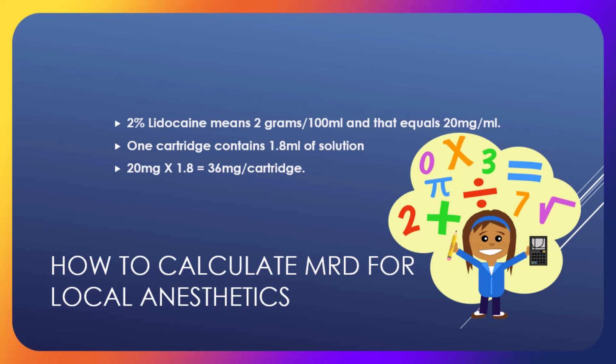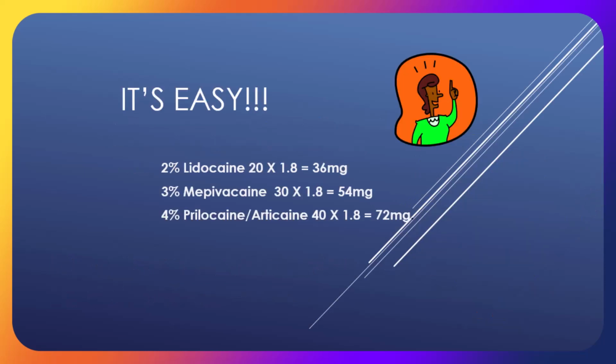If we've got 2% lidocaine, that's 20 milligrams per milliliter. If we've got 3% mepivacaine, that's 30 milligrams per milliliter. If we've got 4% articaine, that's 40 milligrams per milliliter. Then we times it by the 1.8 or the 1.7 milliliters in a cartridge. So 2% lidocaine, 20 times 1.8 is 36. 3% mepivacaine, 30 times 1.8 is 54. 4% prilocaine or articaine, 40 times 1.8 is 72.